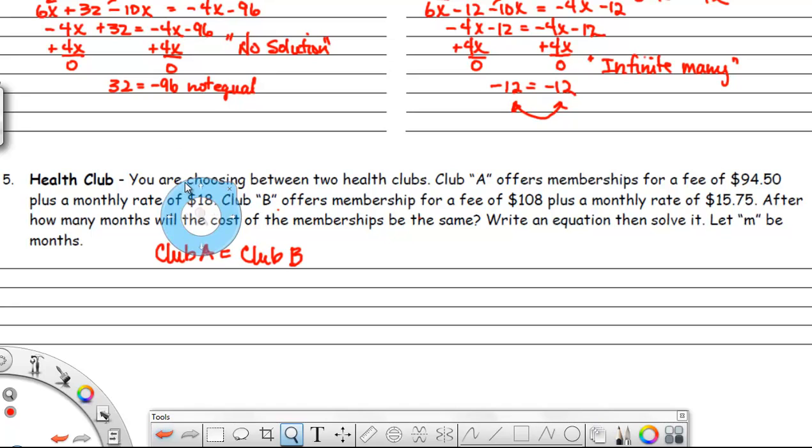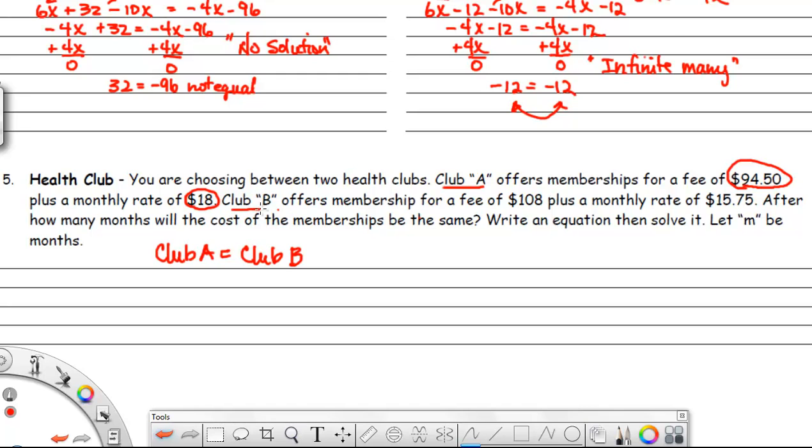It says you are choosing between two health clubs. You're going to choose between Club A. Club A offers membership for a fee of $94.50. So that's a one-time fee that you pay when you join, plus a monthly rate of $18 a month. So what happens on this, I join the club for $94.50, and then every month after that that I want to use the club, I have to pay $18.